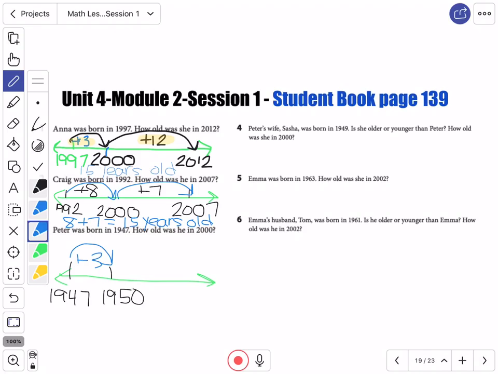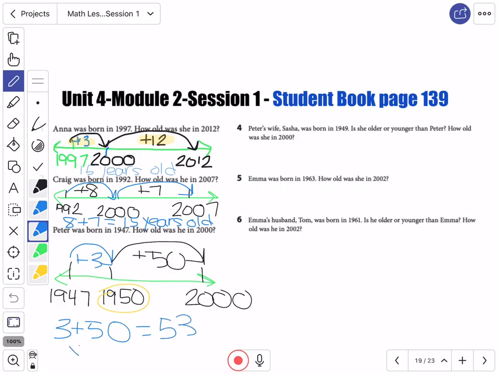All right, so now from 1950, though, to get to 2000, that's going to be so much easier. Think in your head from 1950 to 2000. Ooh, okay, I got it. Sorry. That is 50 more years. So I have jumped 3 plus 50. So Peter was 53 years old in 2000. Okay, so now let's talk about Peter's wife.